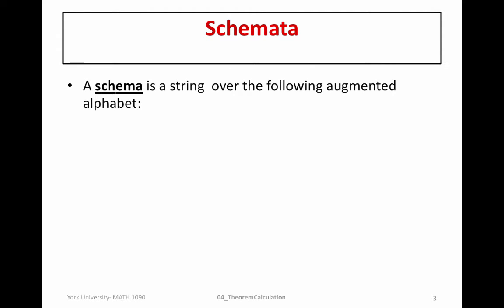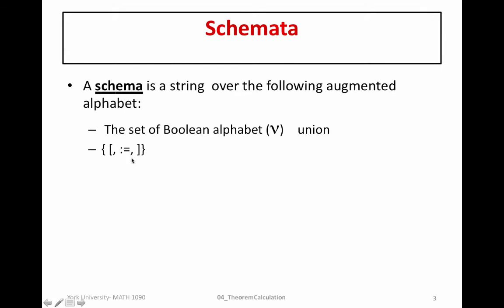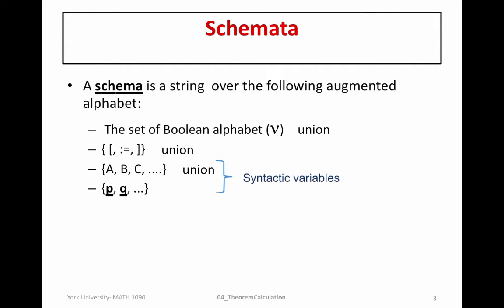Recall, a schema is simply a string over the following augmented alphabet. It does include our Boolean alphabet, which we denote by the script V, but we add to it the union of this plus these symbols: the close brackets, the colon, and the equal sign, which you'll recall we used in the last video to define substitution. So we used a schema to help us define the operation of substitution. Plus we're going to add to this our syntactic variables, so our string variables and our meta variables. Recall that all of these stand for different strings within our Boolean alphabet, and these bold P, Q, R, for example, are meta variables, which represent any possible Boolean variable in the schema in which it appears.